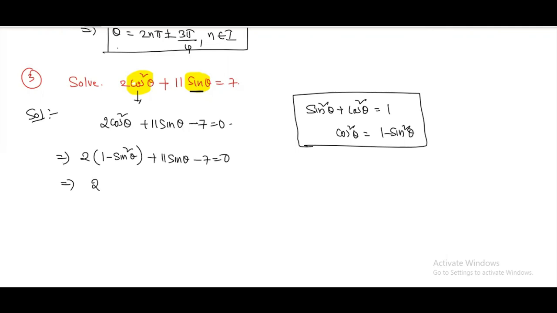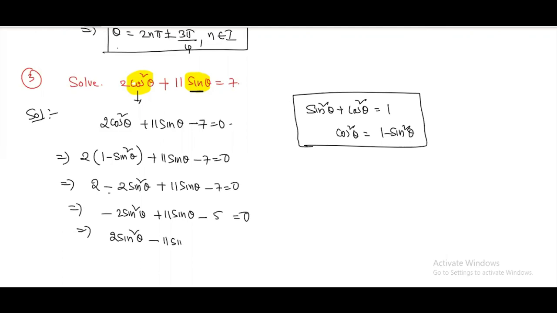So from here we can write 2 minus 2 sin square theta plus 11 sin theta minus 7 is equal to 0. So this we can write minus 2 sin square theta plus 11 sin theta, and here 2 minus 7 is minus 5, is equal to 0. So how can we write this one? 2 sin square theta minus 11 sin theta plus 5 is equal to 0.